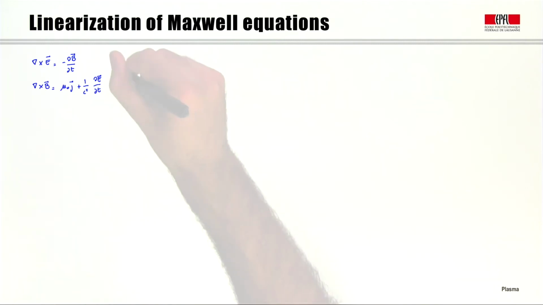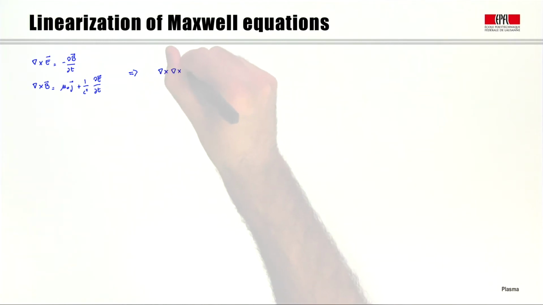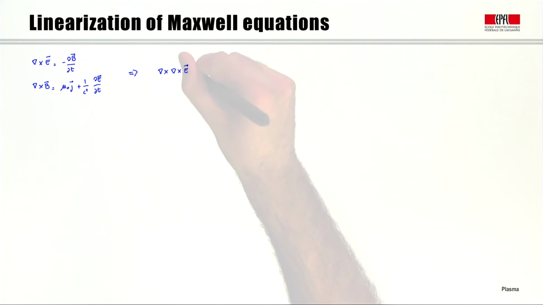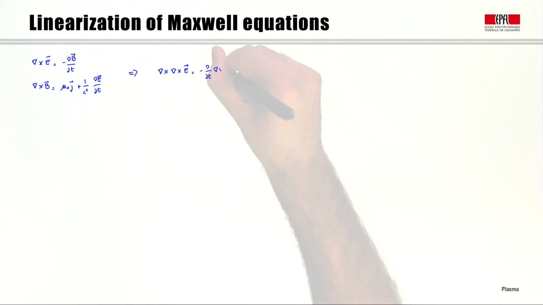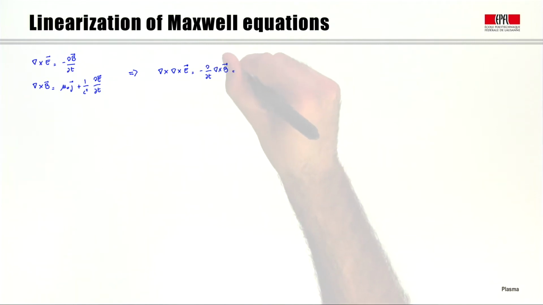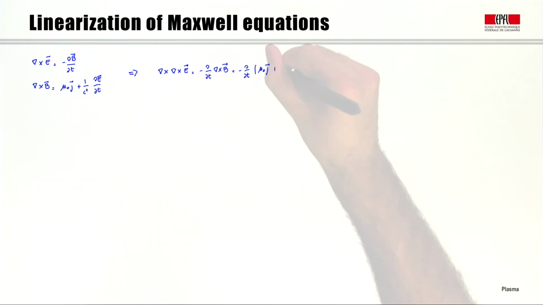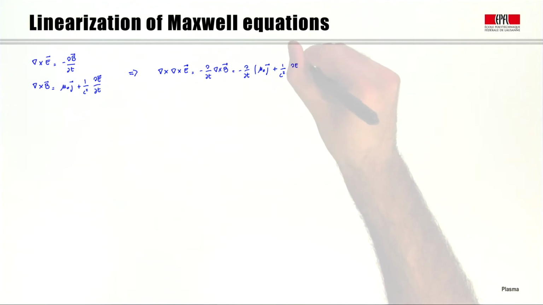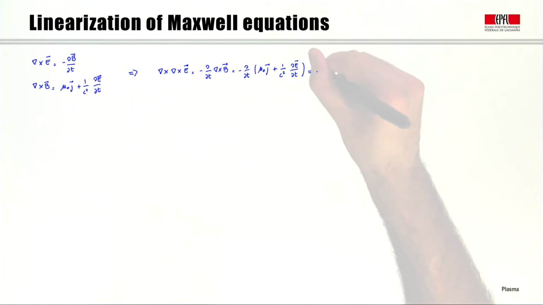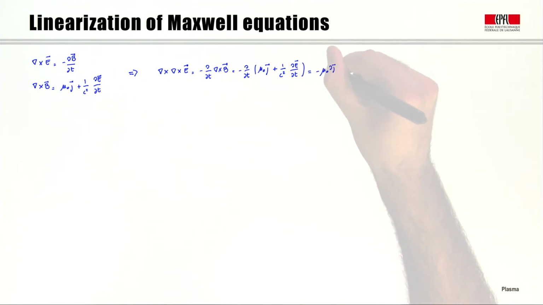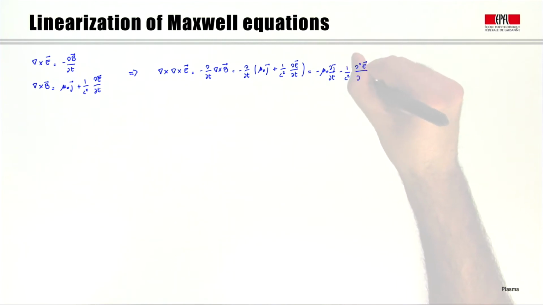From these two equations, taking the curl of the first equation, we have that the curl of the curl of E is equal to minus d over dt of the curl of B, which is equal to minus d over dt of mu 0 j plus 1 over c squared dE over dt. And now bringing in the time derivative, we have that this is equal to minus mu 0 dj over dt minus 1 over c squared d squared E over dt squared.